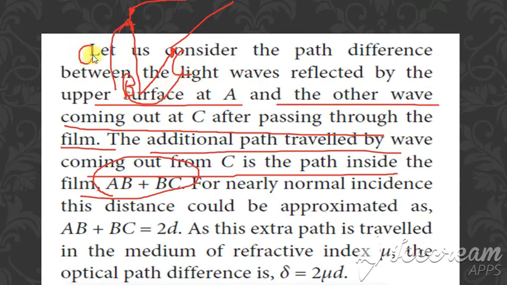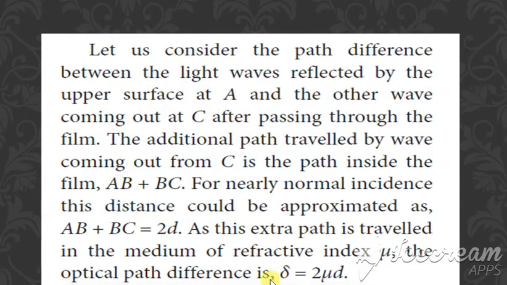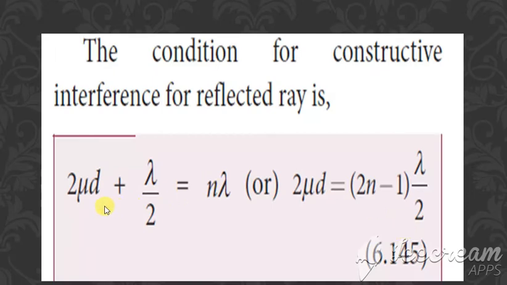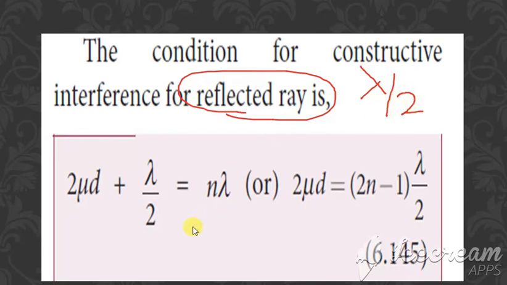As we know already, AB can be written as d, same way BC can be written as d. So it is d plus d, which is equal to what? 2d. And if the refractive index is mu, we get 2 mu into d. That gives your path difference, same as the transmitted light. Here, the first condition is for constructive interference, we get 2 mu d plus lambda by 2. Why we are taking plus lambda by 2 is because for the reflected wave there is an additional path difference of lambda by 2. So here we are writing plus lambda by 2.